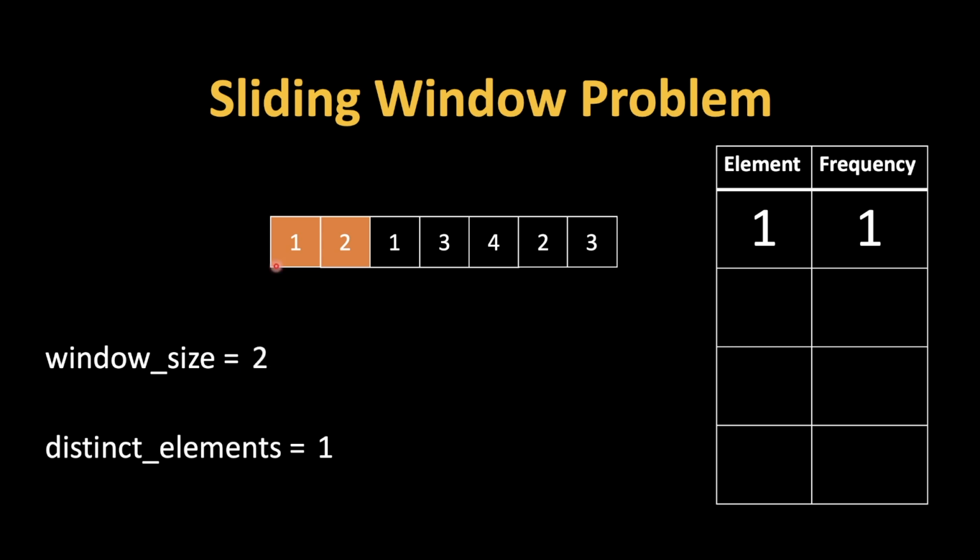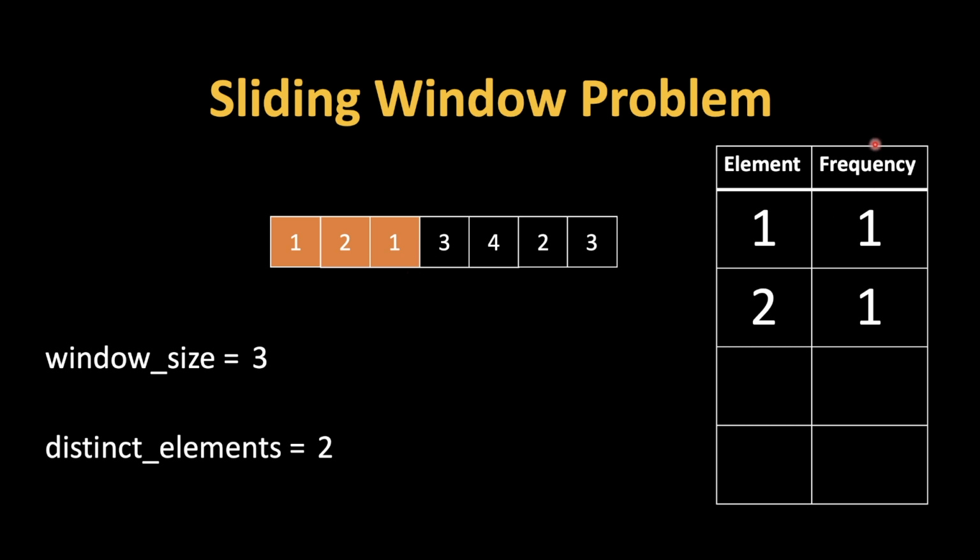Again we will check if 2 is present in the hash map or not. Since 2 is not present in the hash map, we are getting it for the first time. It's a unique element. We will put 2 here with the frequency 1, and we will also increment distinct elements. Window size is 2, which is less than 4. We need more elements. Take this one. Now taking this one, our window size will increment to 3.